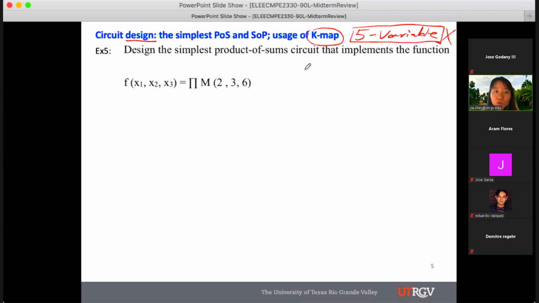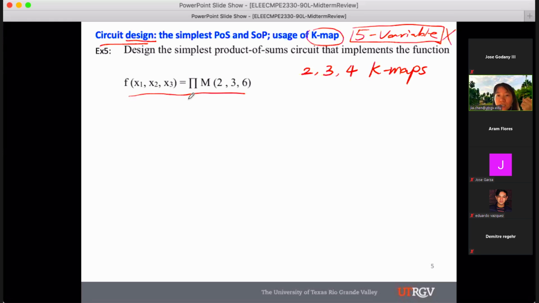But you should know 2-variable, 3-variable, and 4-variable K-maps. 5 you can forget about for the midterm exam, so we will not test that. It's a little bit complicated, because it involves 2 4-variable K-maps, right? So that's why it's more complicated. This topic is about circuit design. Circuit design means in the end of the day, first of all, you have to put the expression, the function, in the K-map.